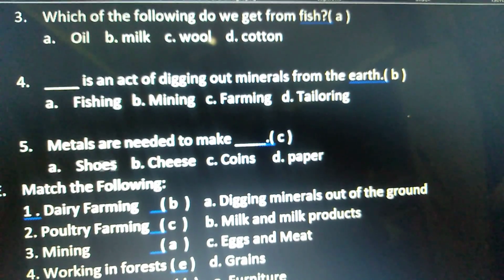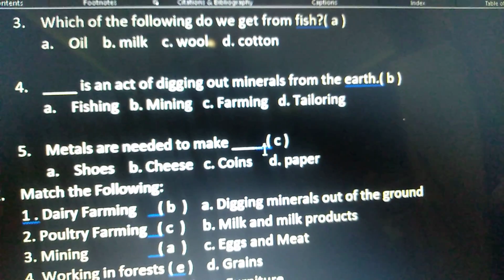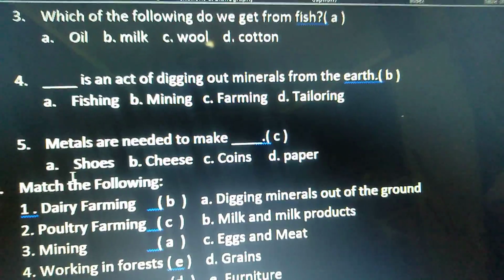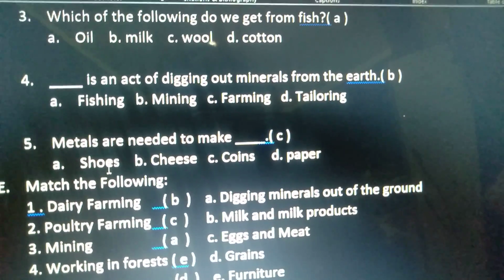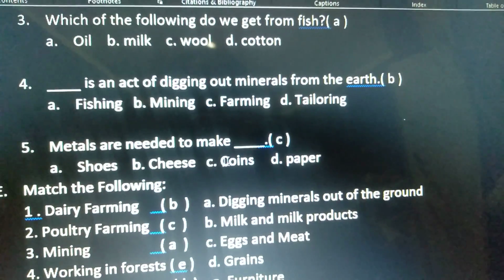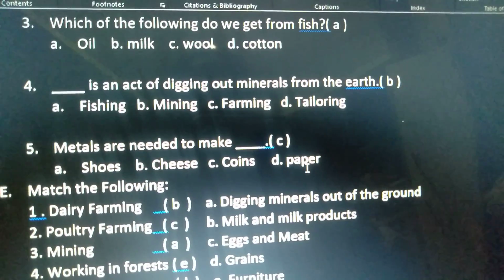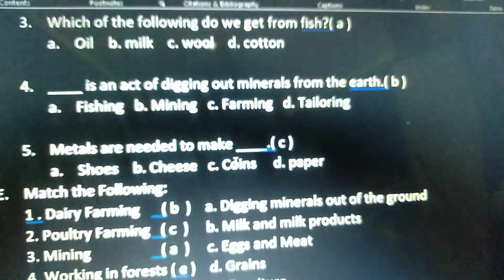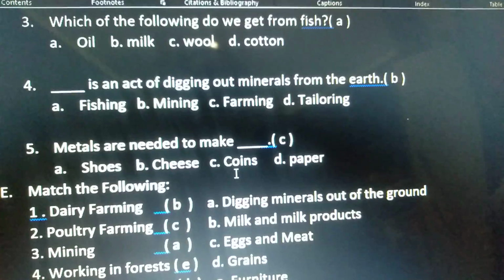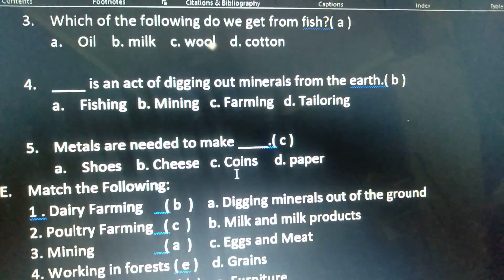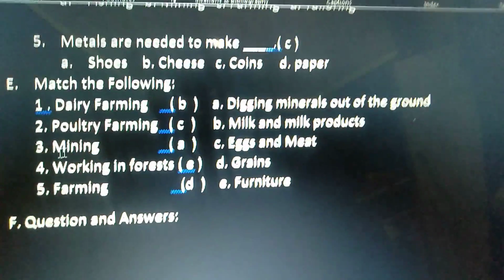Fifth one. Metals are needed to make dash. Metals are needed to make shoes, to make cheese, to make coins or to make paper. Metals are needed to make coins. Option C is the correct one. Now, next comes match the following.